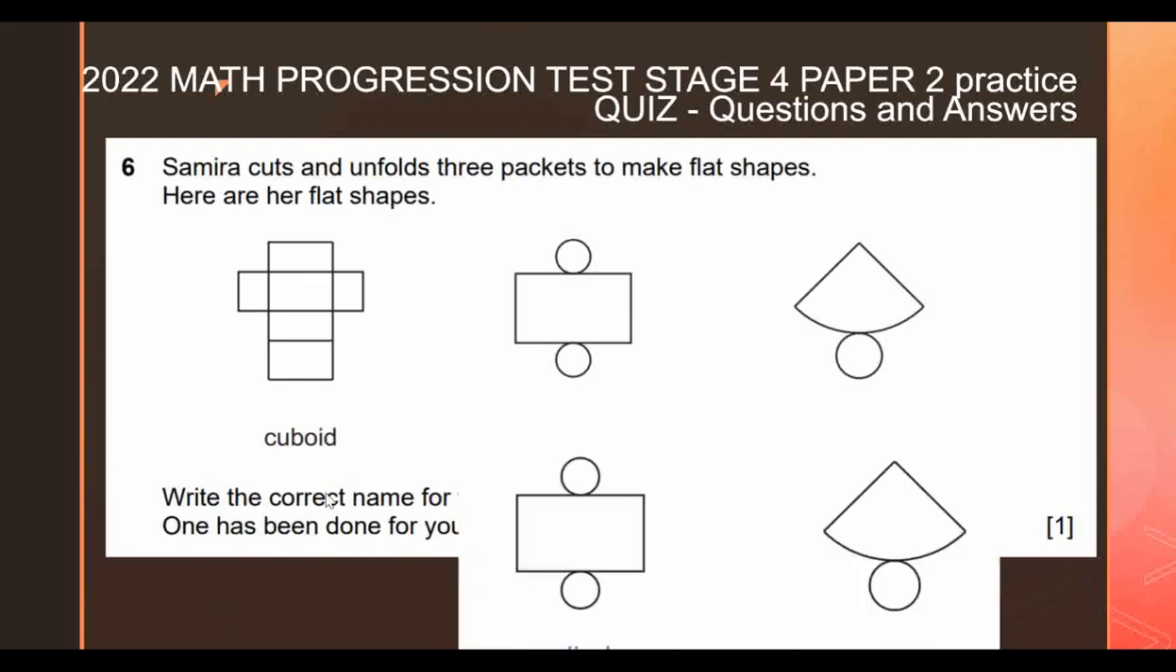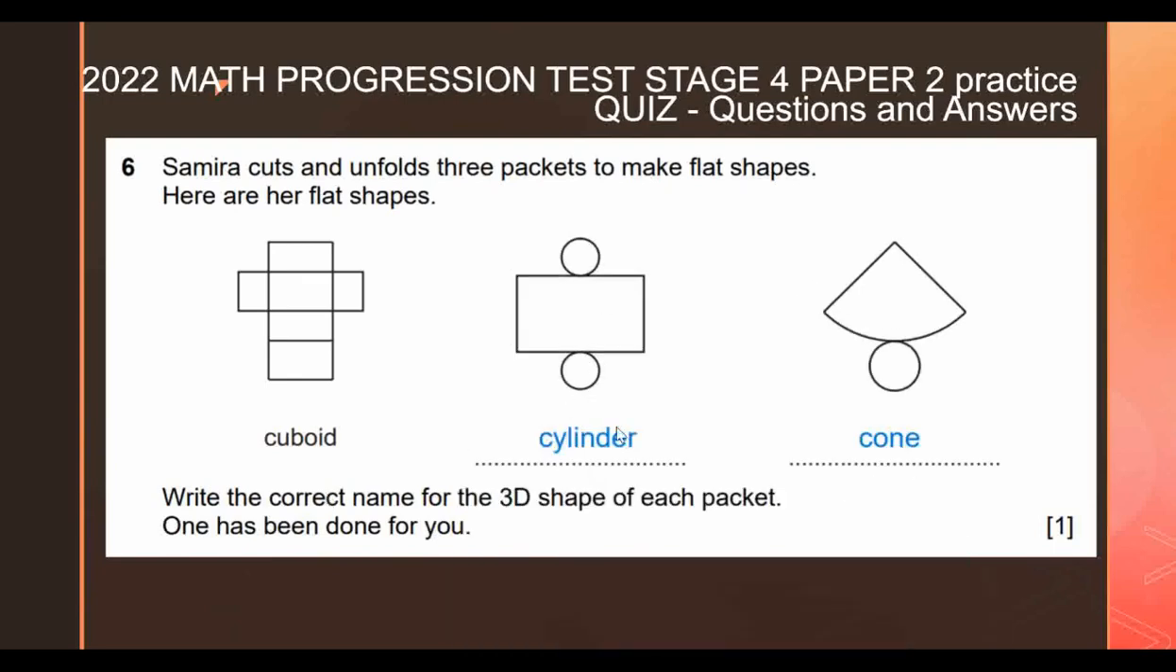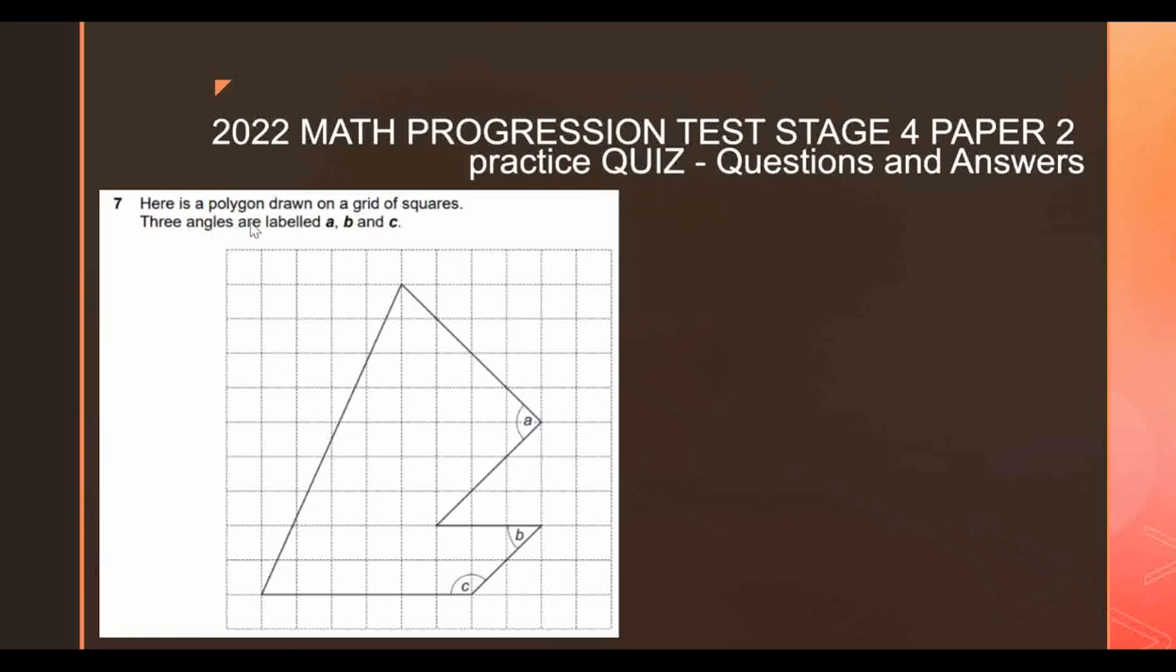Let's review the answer. So this is a cylinder and this is a cone. Do you get this correct? If you are correct, then you score another 1 point. Congratulations. Next, question 7. Here is a polygon drawn on a grid of squares.